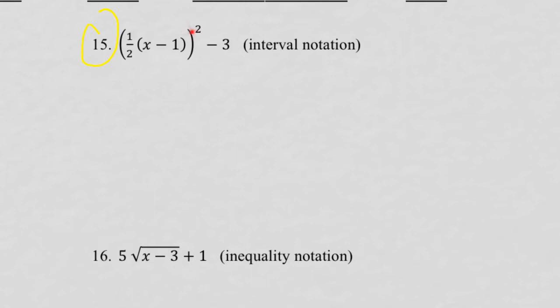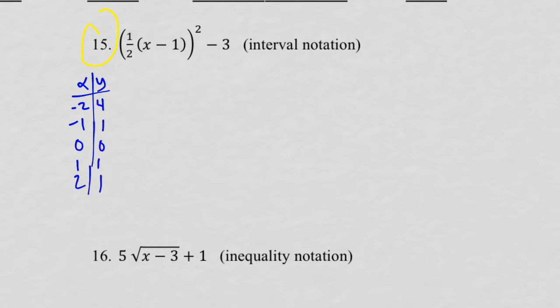Okay, so this one is a square. So we're going to start with x, y, my parent function table. My x values for a quadratic function are -2, -1, 0, 1, and 2. And my y values are 4, 1, 0, 1, and 4.